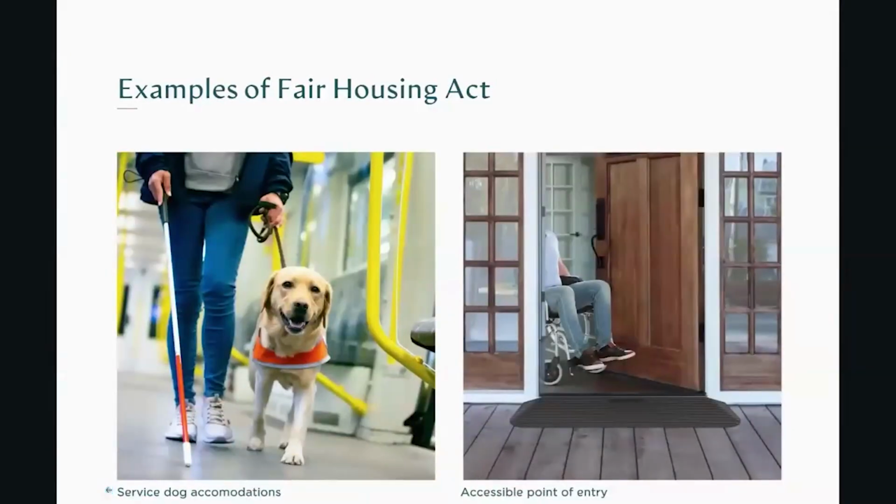Units do have to accommodate service dogs. So if somebody does have a service dog, they do need to be accommodated outside of their pet policy. And then an accessible point of entry. So depending on what that looks like, it could be something as simple as a threshold ramp like this, or it could be something more permanent.